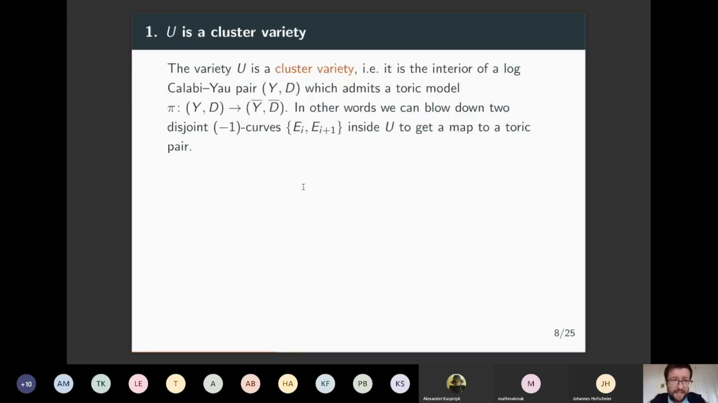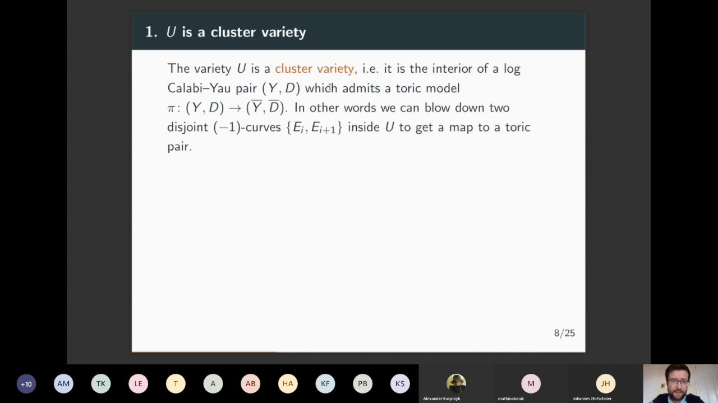So firstly, what does it mean to say that U is a cluster variety? Well, it's the interior of a log Calabi-Yau pair, (Y, D). So here, Y is this smooth projective del Pezzo surface of degree 5. D was the pentagon of -1 curves. And because D is an anti-canonical divisor, when I add D to the canonical divisor of Y, it's trivial. So this is something that's called a log Calabi-Yau pair. And also Y is nice and smooth, and D just has nice simple normal crossings. So it's a very reasonable pair to consider.